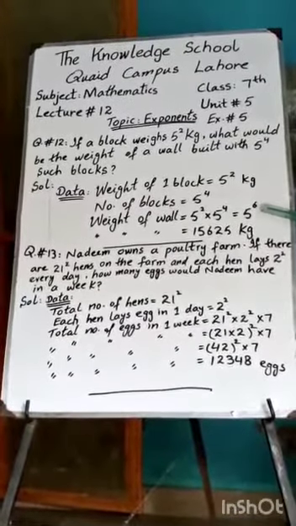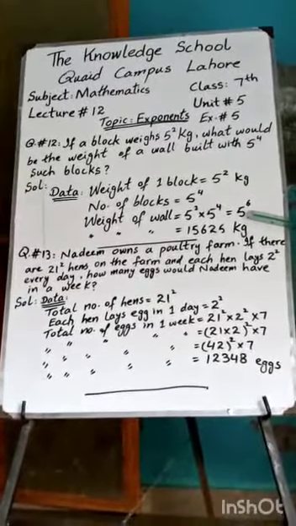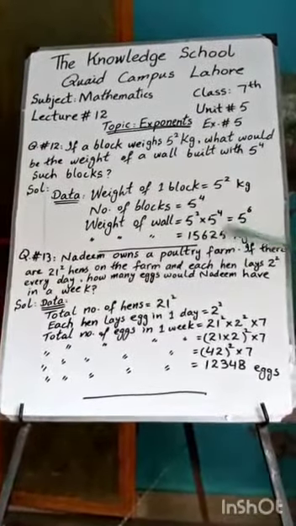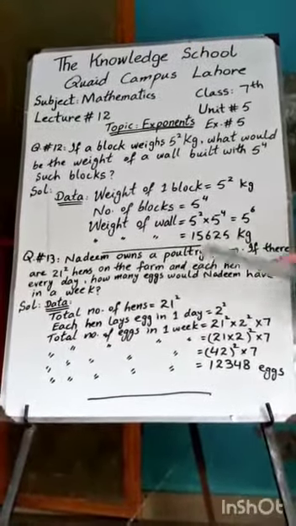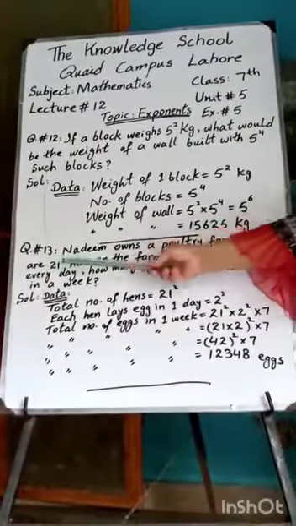5 raised power 6 means we will multiply 5 6 times. By multiplying we will get 15,625 kilogram. Now next question number 13.